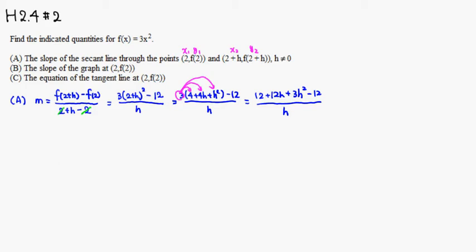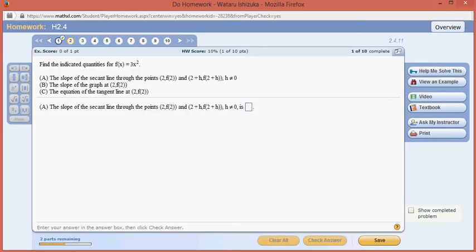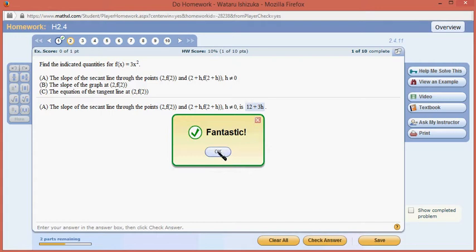So you can cancel 12 and 12, and then factor out the h from there, so you pull h out, so it's 12 plus 3h, and then over h. So we can cancel h on top and h on the bottom, so what you get is 12 plus 3h. Right, so let's type it in. We got 12 plus 3h. So check. We got part A.